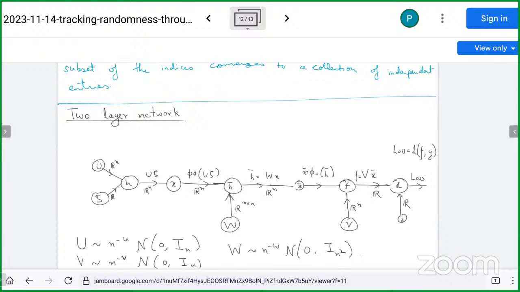So again, the network is specified, and what we want to do is write down the update equations. So what do we need to do to compute the update equations? We need to compute the gradient of the loss with respect to V, with respect to W, and with respect to U. And we'll just stop there.